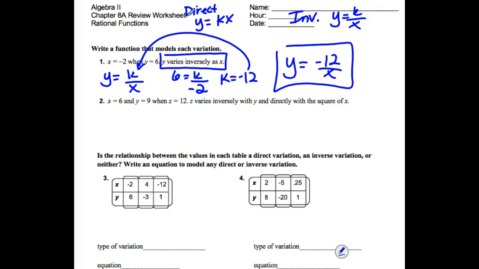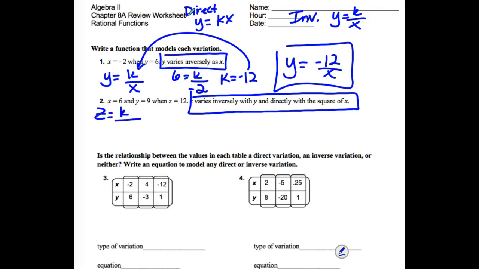Question 2. X is 6 and y is 9 when z is 12. Then it says z varies inversely with y and directly with the square of x. Okay, translating that. Z varies inversely means we're going to have something in the denominator, yes? Inversely with y, and directly means it's in the numerator, directly with the square of x, we would put that down as x squared.